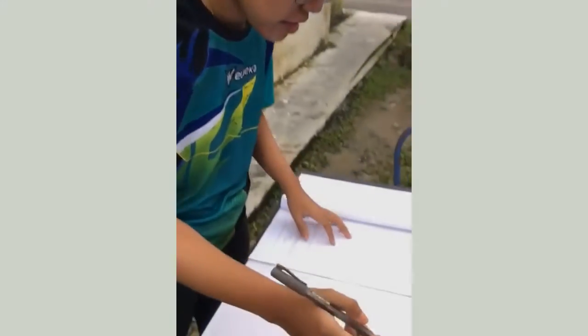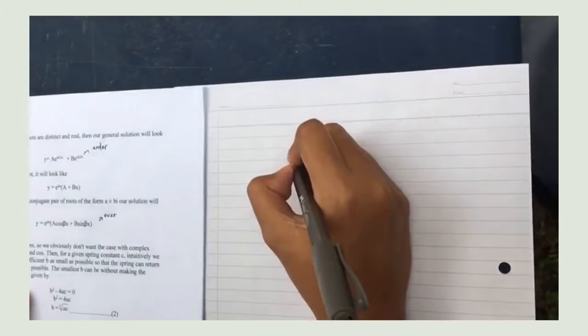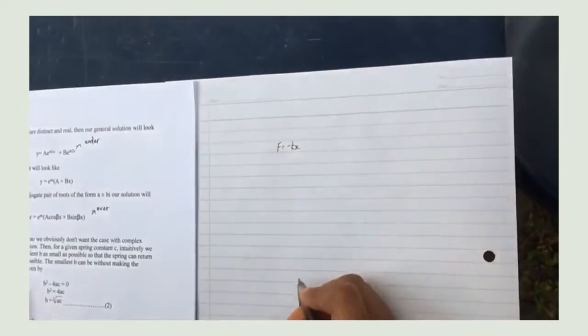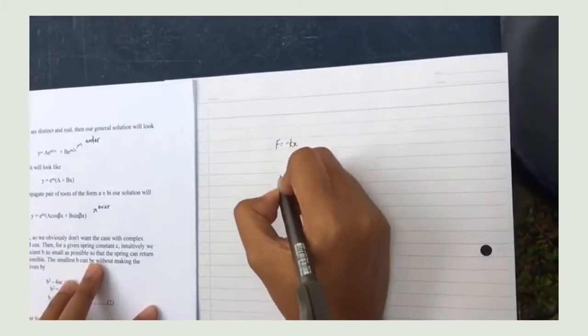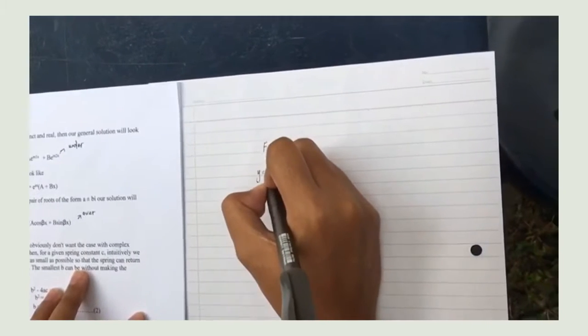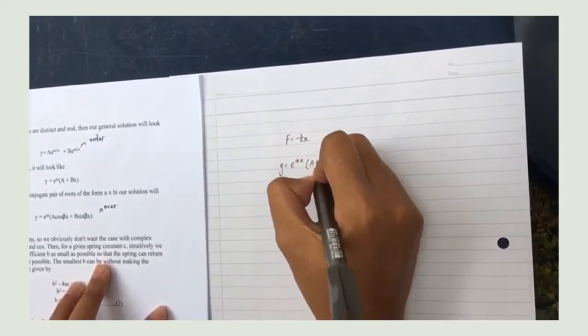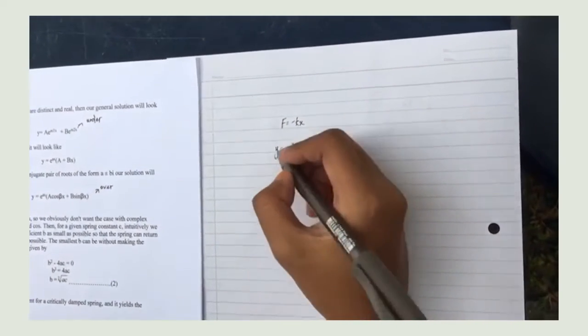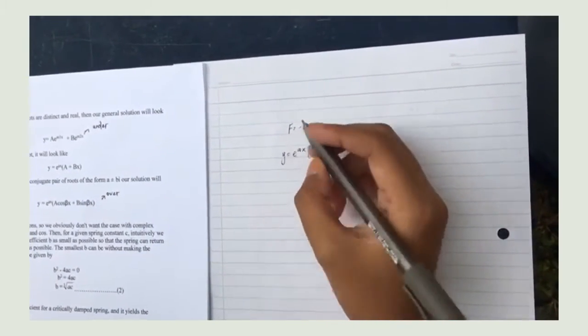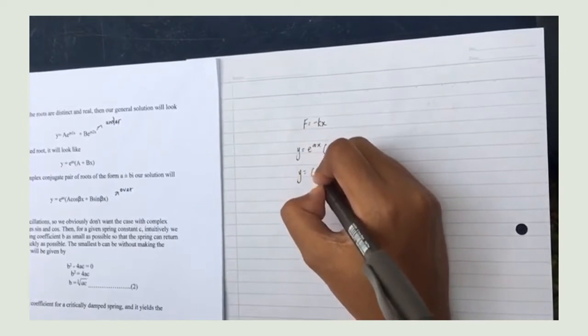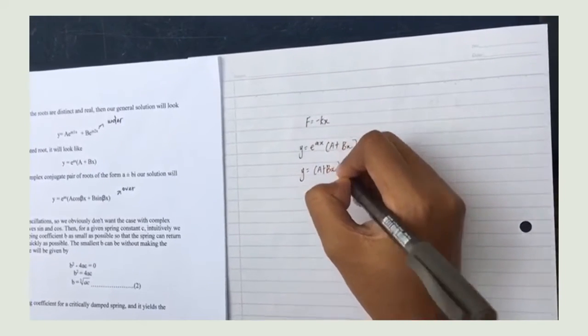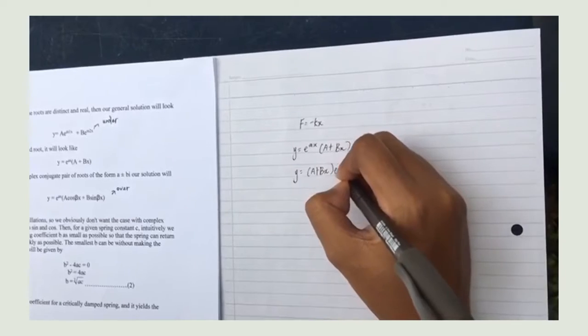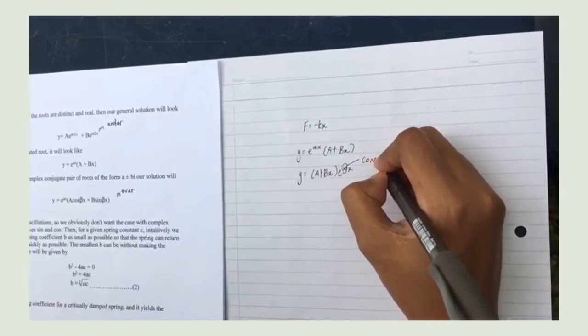My name is Amira. I'm going to explain the equation of the critically damped situation. First, the force of the spring that we use is F equals negative kx. Then the equation of the critical damp is y equals e^(ax)(A plus Bx). And after that, we derive as usual to obtain the general solution, which is y equals (A plus Bx)e^(wx), where w is a constant.